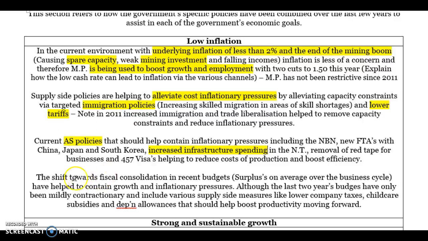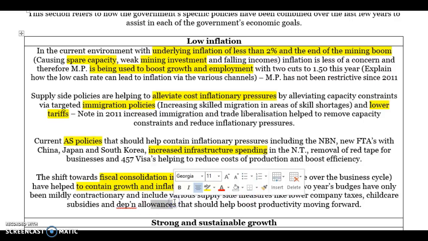You can also talk about the fact that the budgetary policy stance has been slightly contractionary, and this push towards fiscal consolidation should help to contain growth and inflationary pressure as well. So the idea is that that can have some negative impact on aggregate demand, which should keep inflation under control. Although the last 2 years' budgets have only been mildly contractionary, they've included many supply-side measures like the lower company taxes and depreciation allowances, which increase productivity and allow for more sustainable growth. So again, it's just a really big, broad question about how each of the policy mixes are being used to achieve low inflation. Thank you.